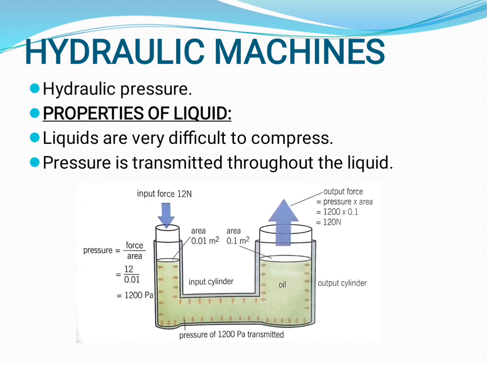The diagram shows a simple hydraulic jack used to lift heavy loads. 12 Newton force is applied on the narrow cylinder and 1200 pascal pressure on the narrow cylinder is transmitted by the oil to the wide piston. It produces an output force which is larger than the input force. The output force is 120 Newton and the input force is 12 Newton. So the jack acts as a force multiplier.